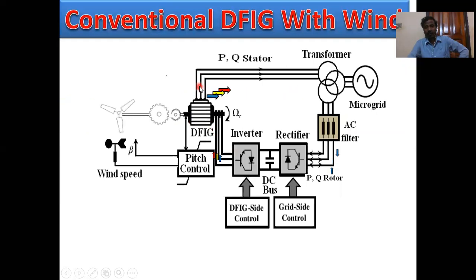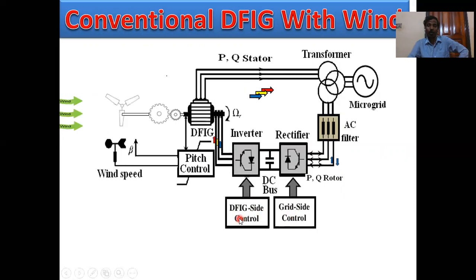This is the stator part, which is directly connected to the 50 Hertz grid or microgrid, and the rotor side is connected to an inverter. This is also called the rotor side inverter, and this is the rectifier, which is connected to the grid through an AC filter, and this is the DC bus. This section is the rotor side control, and this is the grid side control.